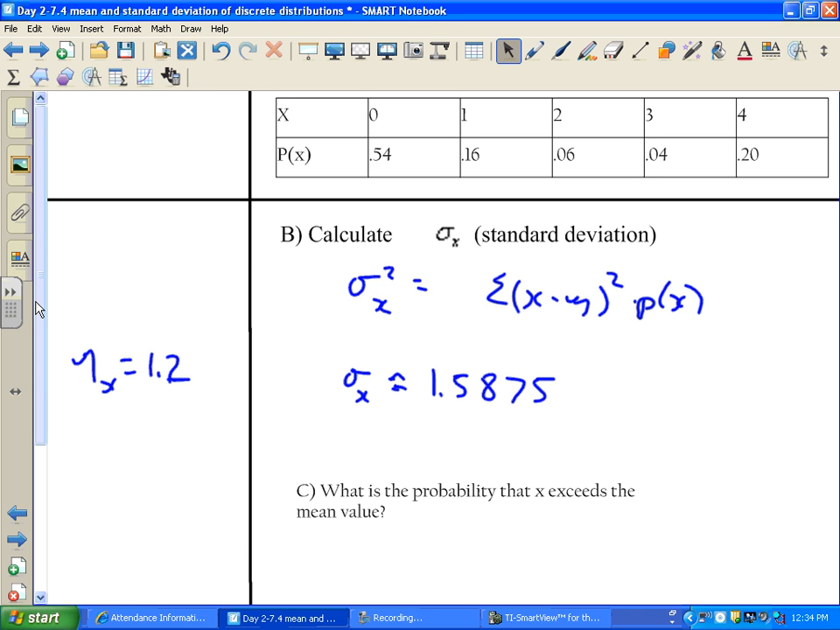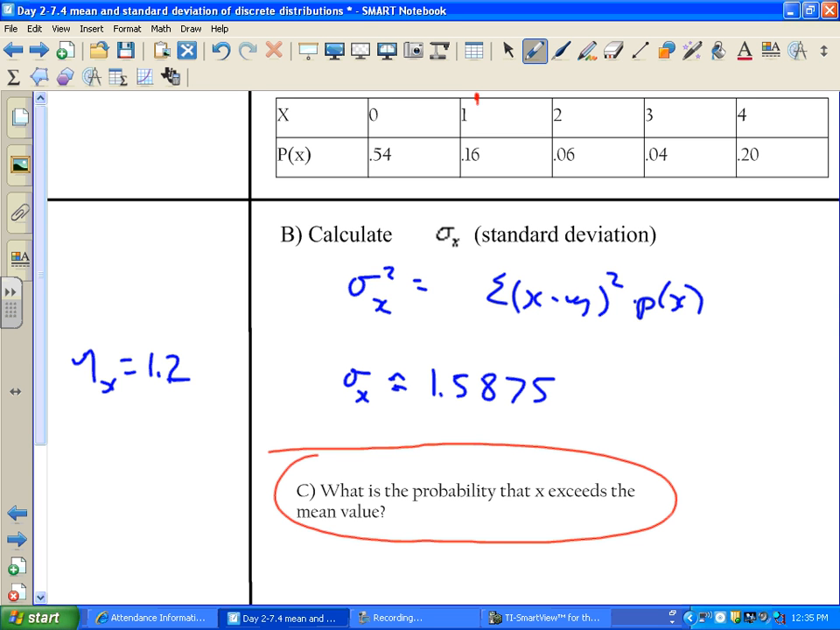I look at this as almost a number line. That's what kind of helps me visualize this stuff. So if that's 0, that's 1, that's 2, that's 3, that's 4, 1.2 is roughly about there on my number line. Are we okay with that? Now, 1.2 is my mean. I want the probability that x exceeds the mean value. That means bigger than the mean value. Does everybody agree with what that statement says?